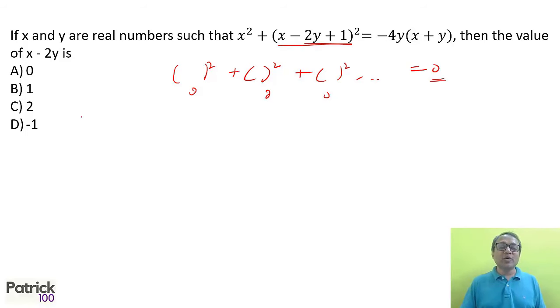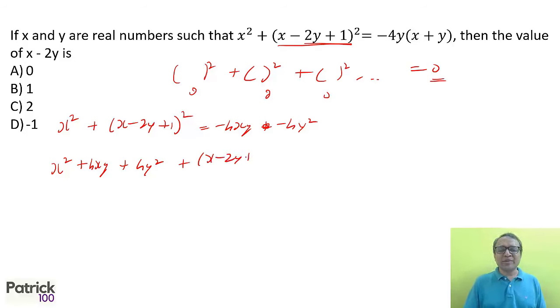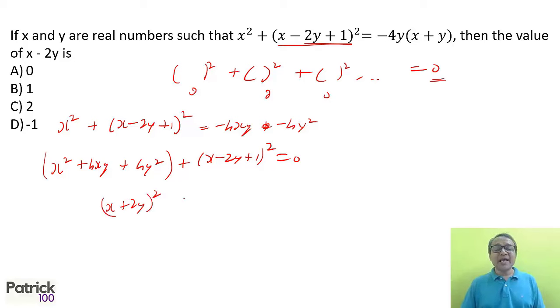So the key is to convert this to a perfect square. So x square, I'm keeping the square as it is, minus 2y plus 1 the whole square. Right hand side will be 4xy minus 4y square. Bring it to this one. So x square plus 4xy plus 4y square, plus x minus 2y plus 1. You need not write all of them, I'm writing it down, but you need not keep on writing in the exam. So this becomes x plus 2y the whole square plus x minus 2y plus 1 the whole square.